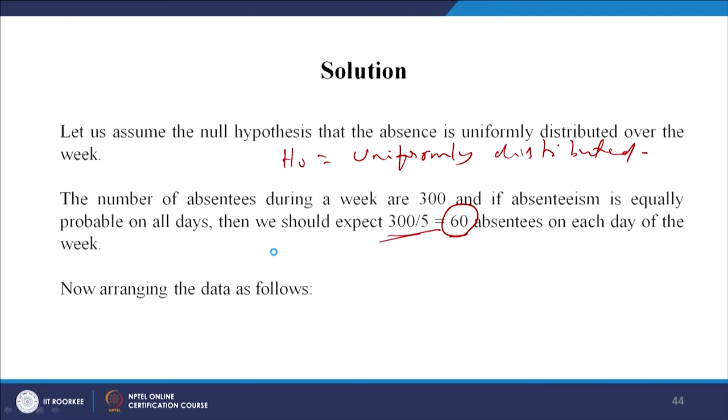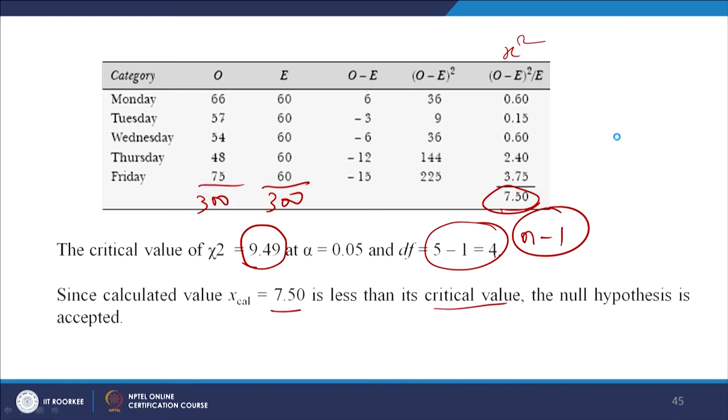So, what is the null hypothesis saying? The absence is uniformly distributed. Yes, the absence is uniformly distributed. That is what the null hypothesis says, and it has been accepted, right. Okay. So, this is what we talked about, a chi-square test, right.